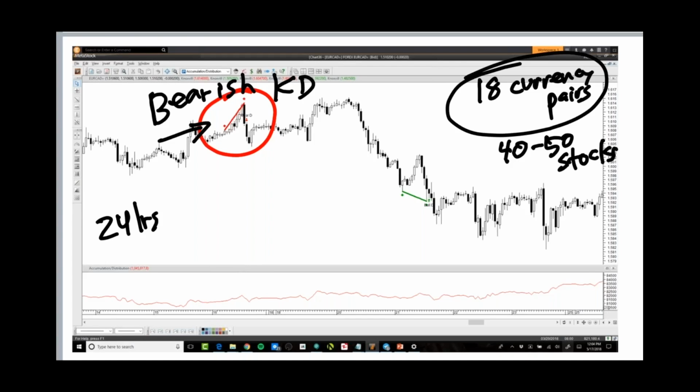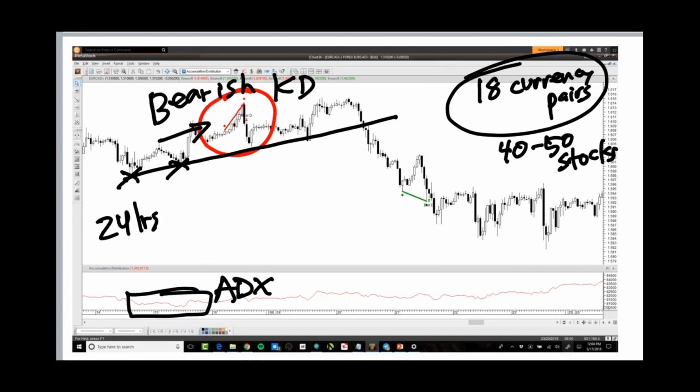And so this is the Euro Canadian. I'm going to say, okay, that's printed a bearish divergence. Here's what I'm going to do next. I'm going to draw a trend line underneath these two areas here. I'm going to check the ADX. Is the ADX low?